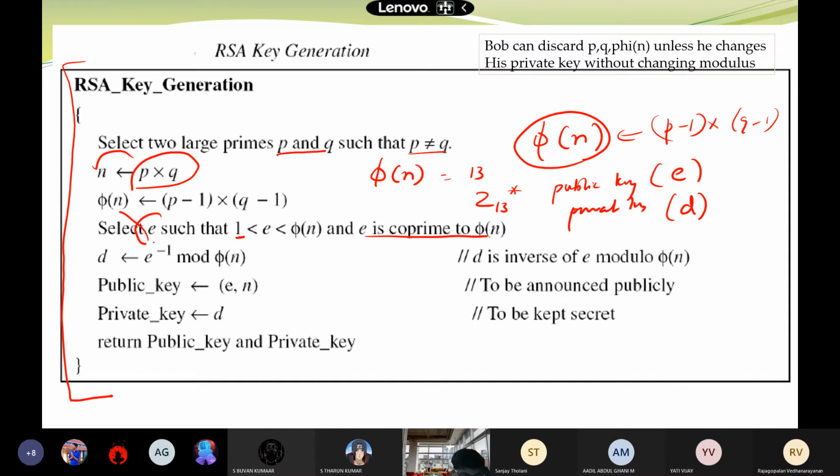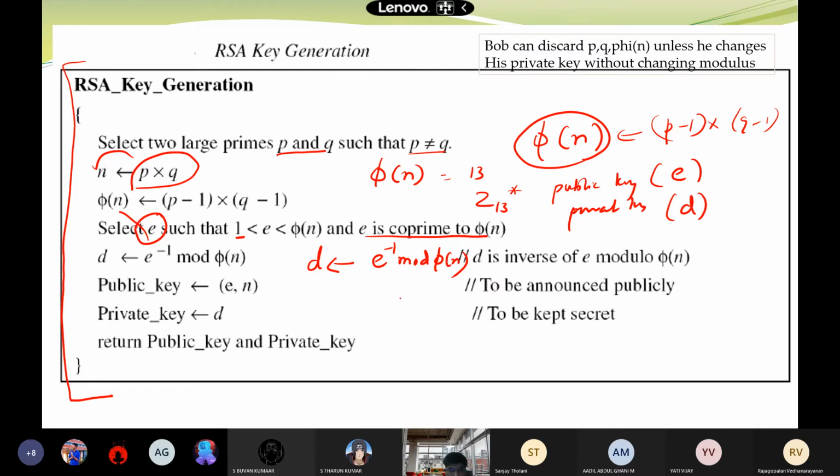So once you have selected E, which becomes your public key, you need to find the inverse of this public key, which will be your private key. So we are going to find the private key D, which is going to be E inverse mod phi of n. What it means is E and D are going to be the multiplicative inverse of each other.